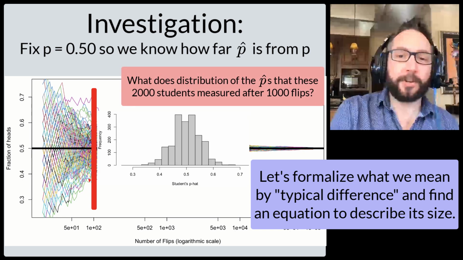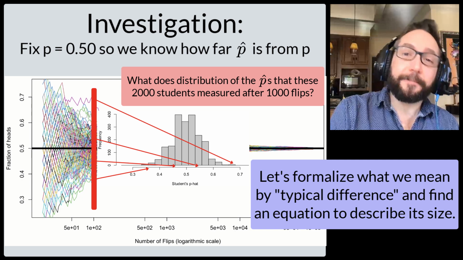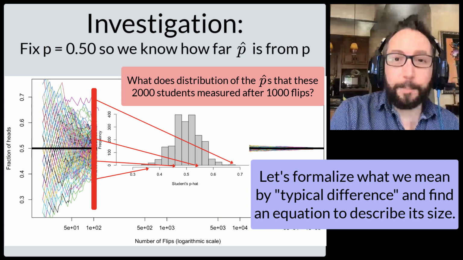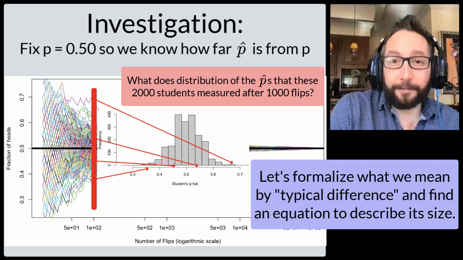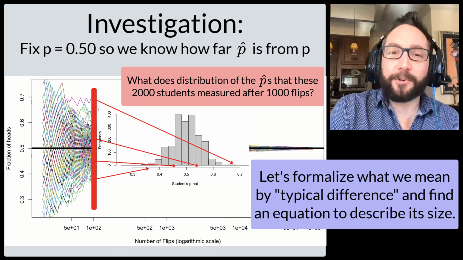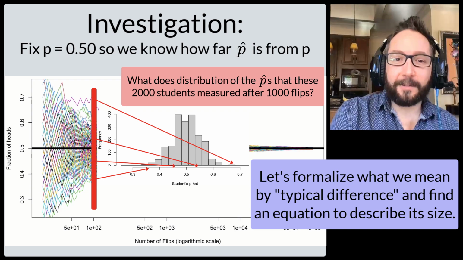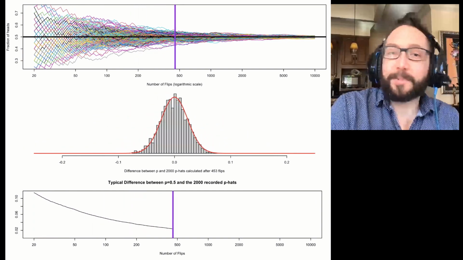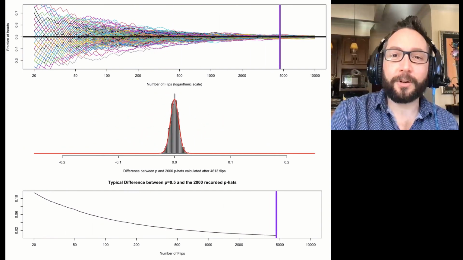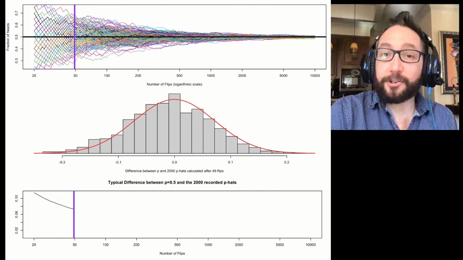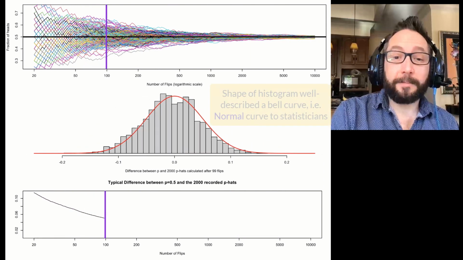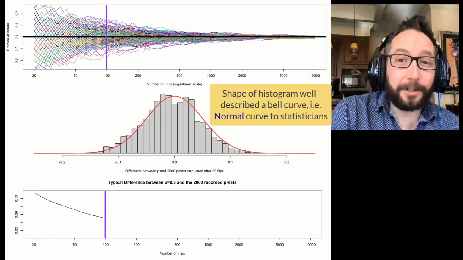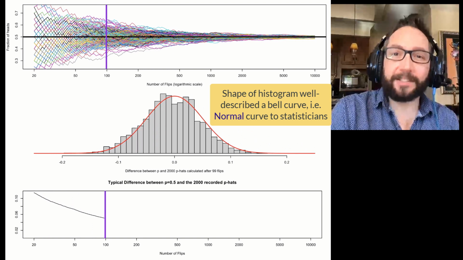Let's do 100, and let's look at the difference between the value of p hat the students have recorded, the fraction of flips that came up heads, and 50%, the true value of p in this case. Well, when we make a histogram of these possible differences between p hat and p that these students have measured, what we find is a very familiar shape for statisticians. In fact, we call this shape the bell curve, or the normal curve, or the Gaussian curve.